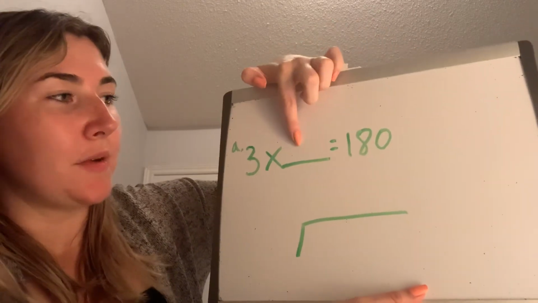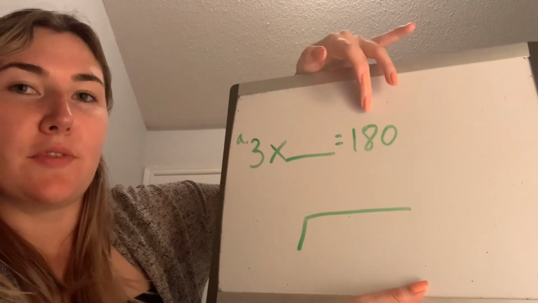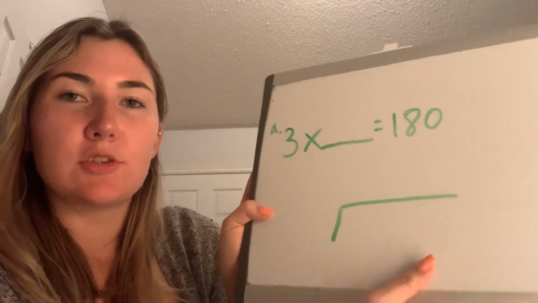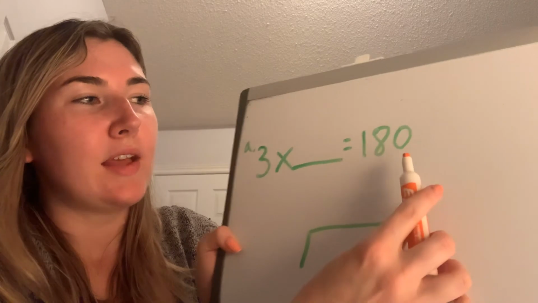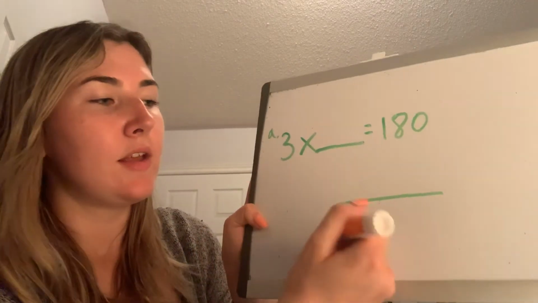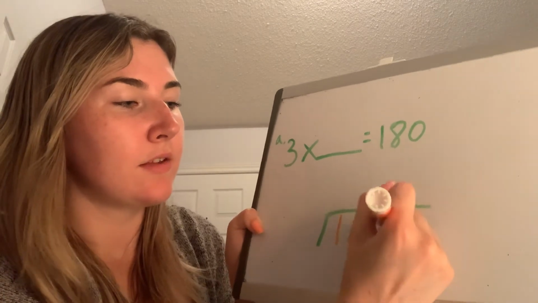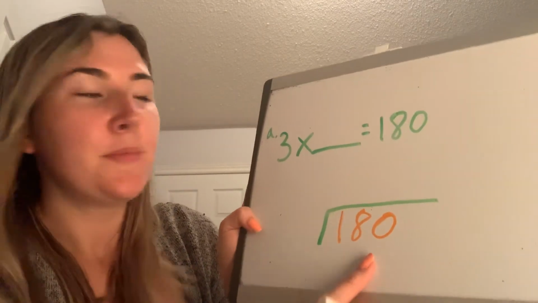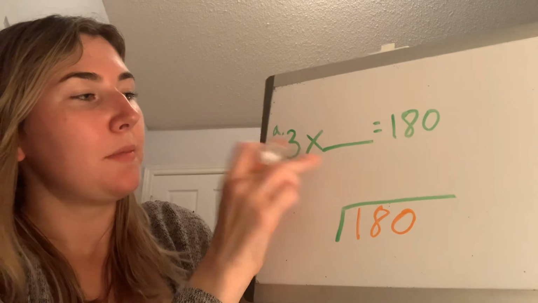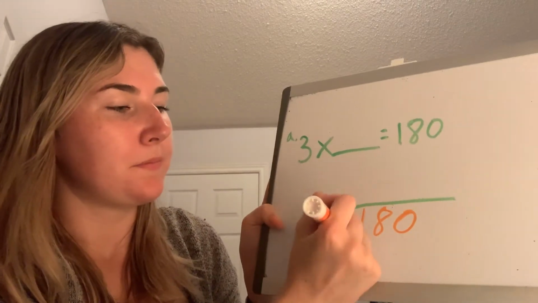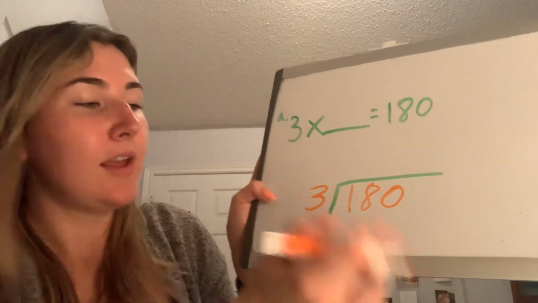Now before we find out this number, we need to divide. So we need to put this equation as a division problem. So we know the answer is always underneath the division line. That's what we'll be dividing. So we have 180, and the number that we're multiplying by is the number that we'll divide by, which will be 3. So now we can begin to divide.